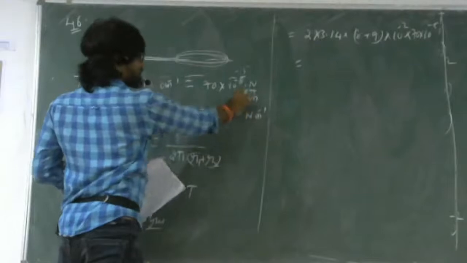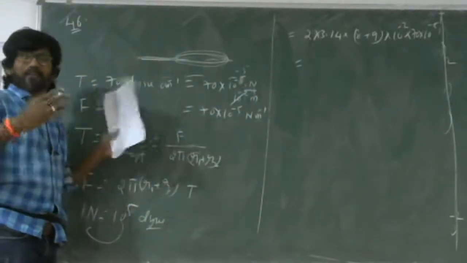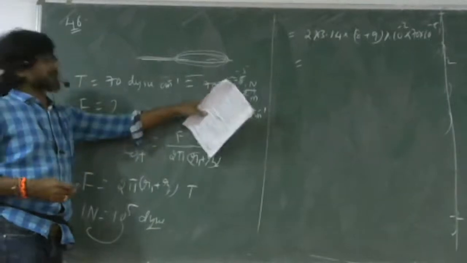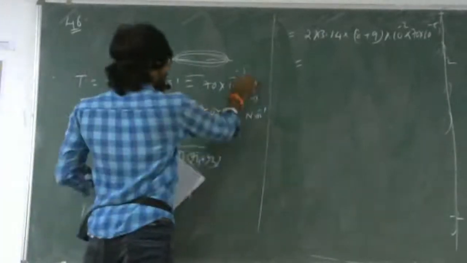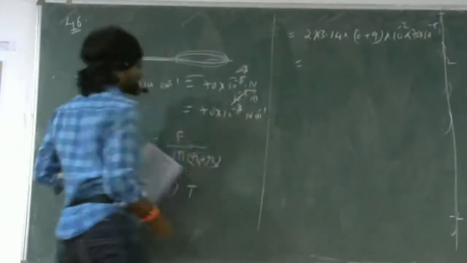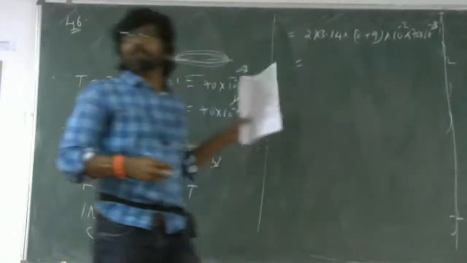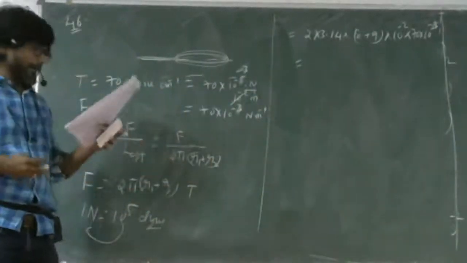By 10 to the power minus 1 centimeter equal to 10 power minus 2 or 10 power plus 2? Minus 2. 1 meter equal to 100 centimeters, so 1 centimeter is 10 power minus 2 meter. So minus 2 minus 2 cancel means minus 3 remains. So 17 10 to the power minus 3. Is it clear? Then simplify.